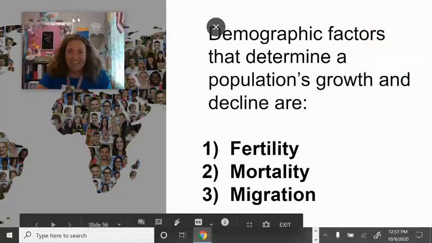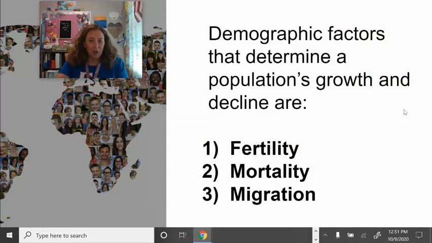All right. So demographic factors that determine growth or decline: fertility, mortality, and then migration. So again, that's why we look at migration as part of this unit.